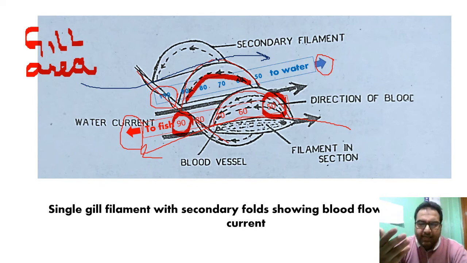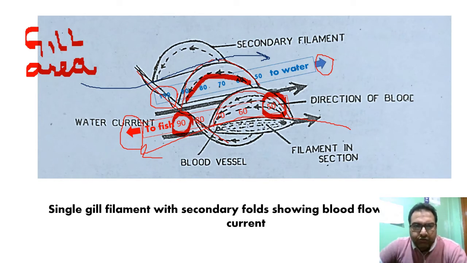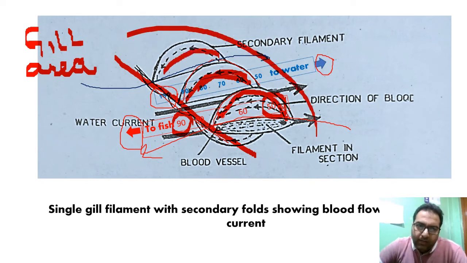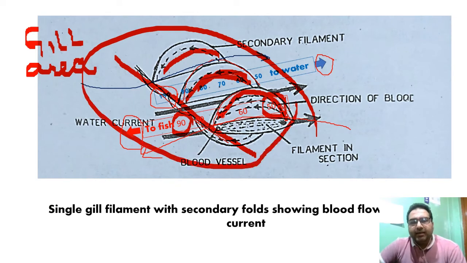Now, what is gill area actually? It is actually the length of the primary gill lamellae, and the frequency, that is, how frequently the secondary lamellae are present on the primary gill lamellae. So together all this comprises the gill area.